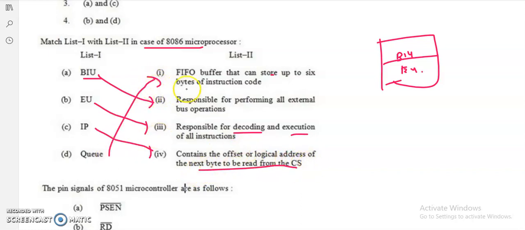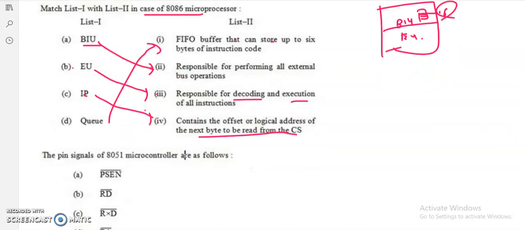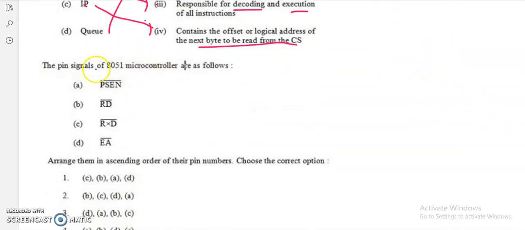Coming to the instruction pointer, it contains the offset or logical address, which is used to fetch or read the next byte from the code segment. Next, the queue is used as a FIFO buffer that can store up to six instruction bytes. We see this queue in the bus interface unit, which has 6 segments to hold the 6 instruction bytes. So here the correct option is A matches with 2, B with 3, C with 4 and D with 1.